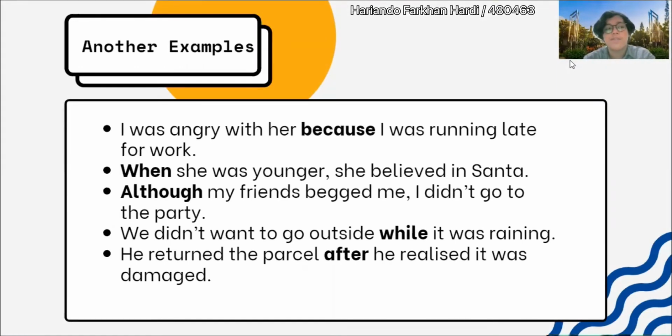Okay? I will give you another example so you can understand it better. The first one is: I was angry with her because I was running late for work. 2. When she was younger, she believed in Santa.